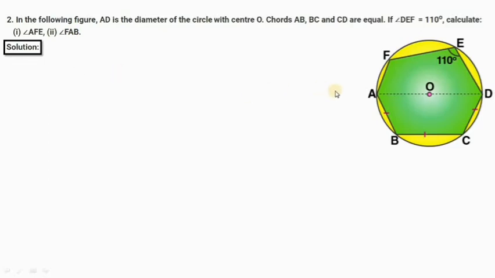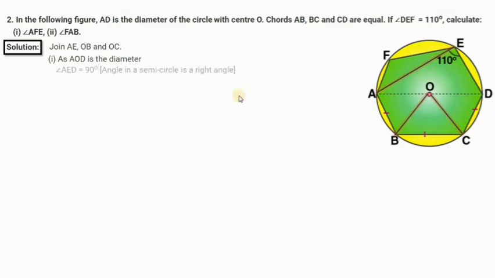So before we do that, let us do some construction out here. So the construction is we'll join these. All right, so that's what is written out here. Okay, so let's see the first part. So first part says AOD is the diameter. Right, so AOD is the diameter, so definitely, we have AED equals to how much? 90 degree, because it is angle in a semicircle.